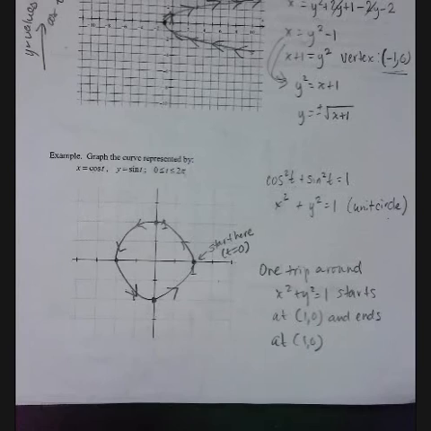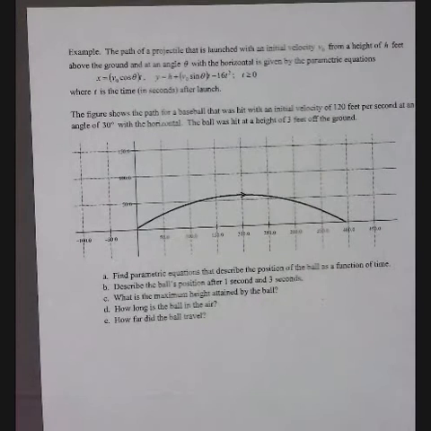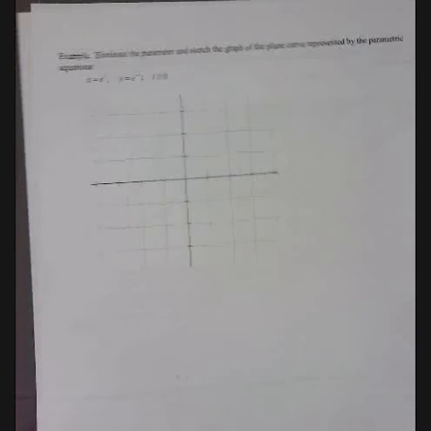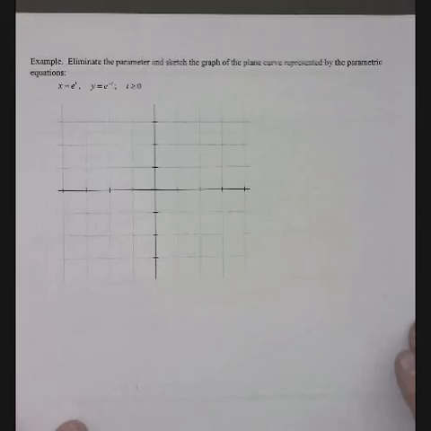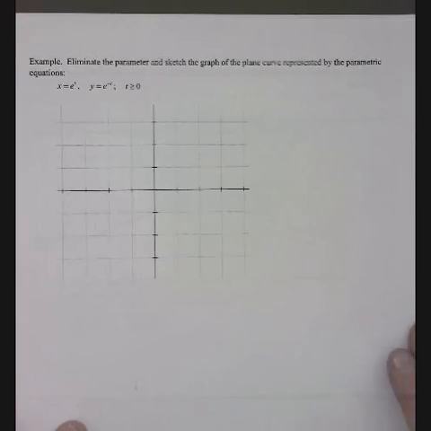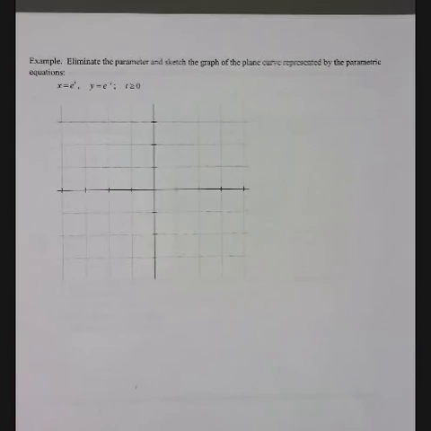All right, next problem. Eliminating the parameter, we've got the exponential function base e. So x equals e to the t, y equals e to the negative t, and this is for t bigger than or equal to 0.